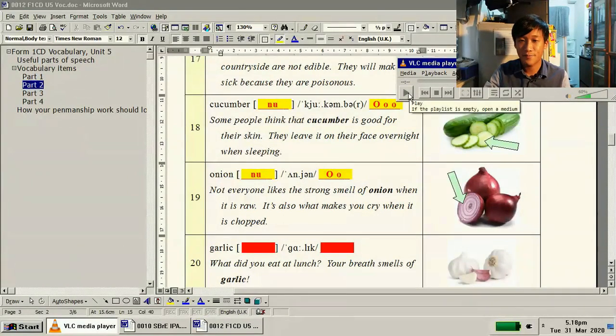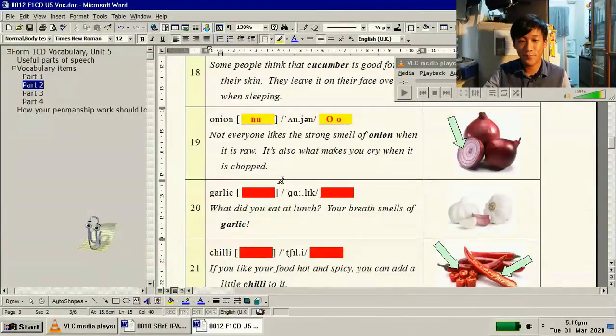Onion. Not everyone likes the strong smell of onion when it is raw. It's also what makes you cry when it is chopped. Next one.